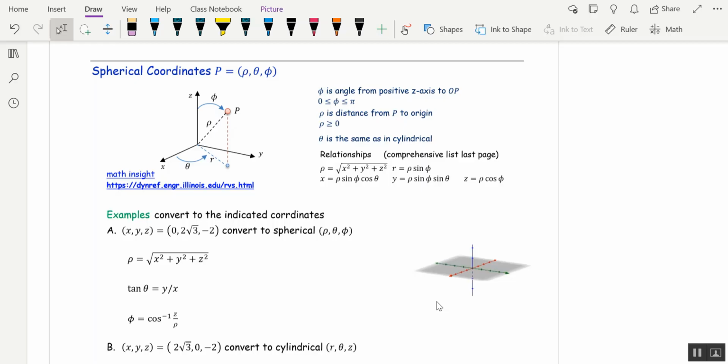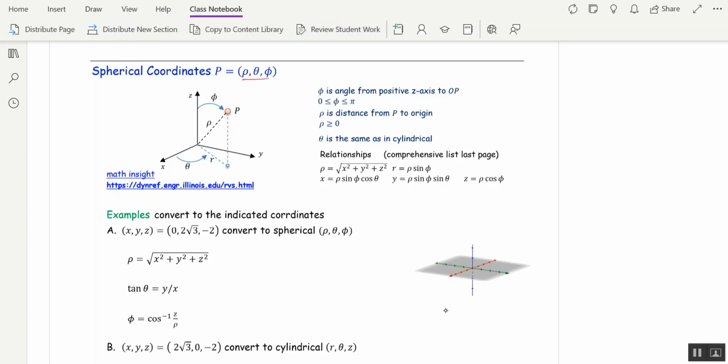All right, and now we get to the spherical coordinates, which is a little more interesting. We define the coordinates for the point to be rho, theta, phi. Theta is the exact same theta from cylindrical. Rho is the distance of the point from the origin. So the distance of this line right here. And phi is probably the most interesting coordinate. That's the angle from the positive z-axis to the line OP.